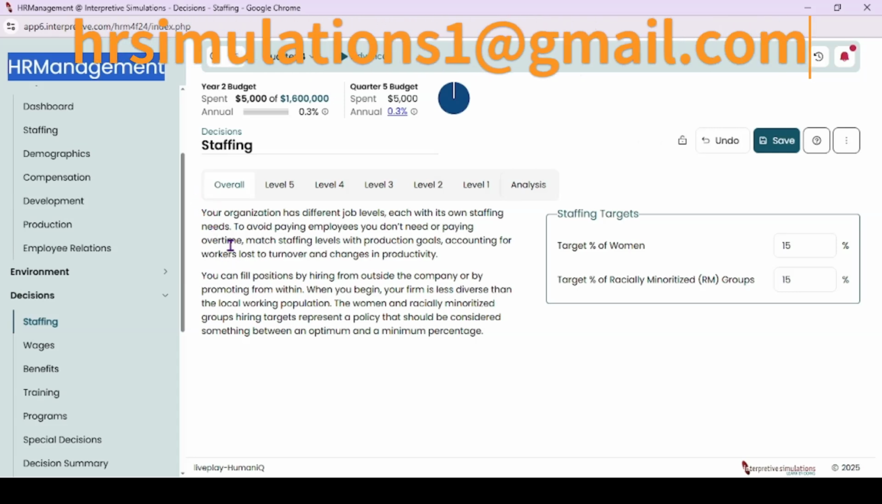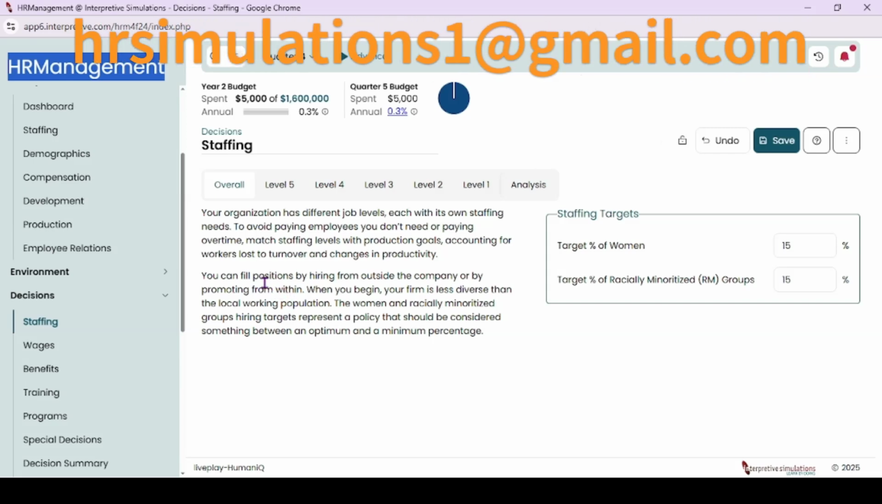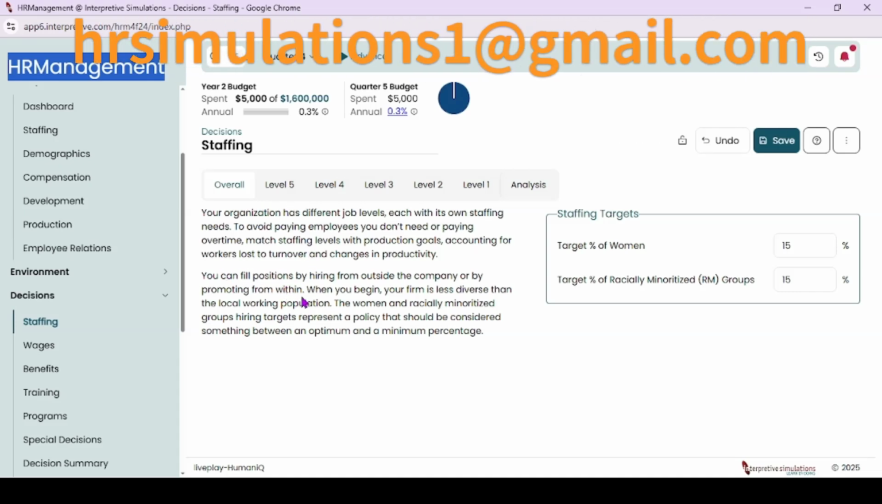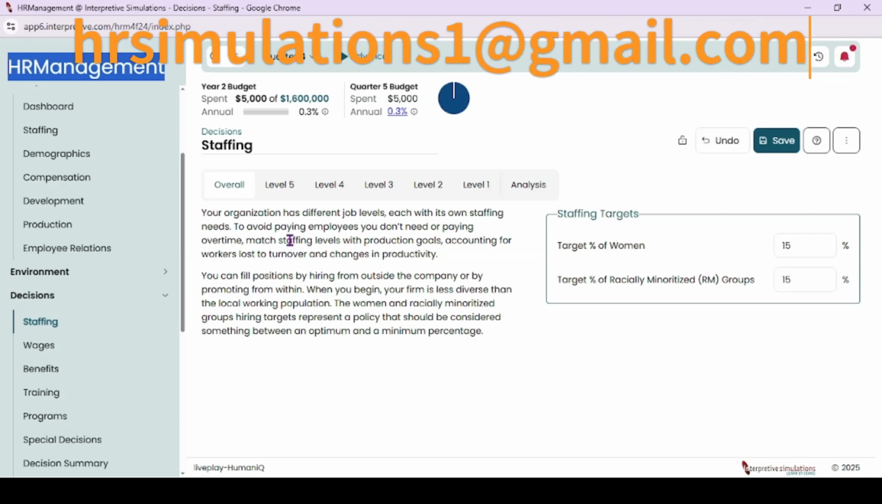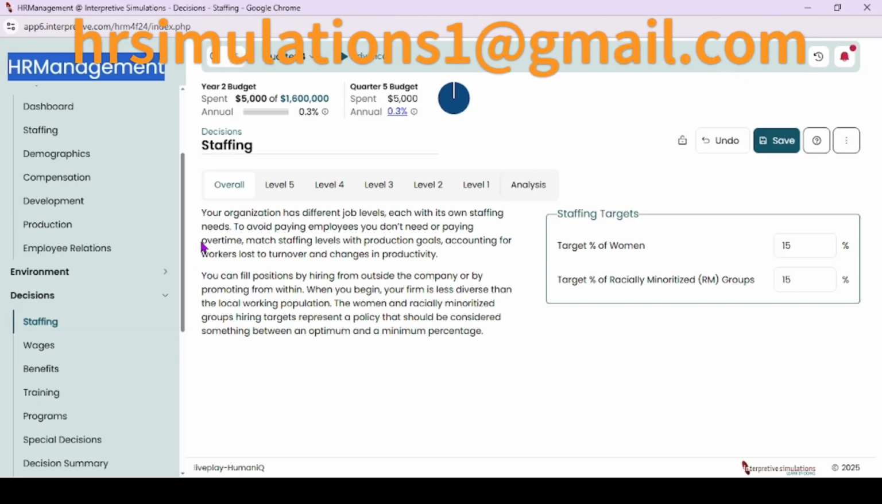So the HR simulation is very simple. The HR management simulation. Currently we are in year 5 of the simulation. Remember that we have done the first quarter, the first 4 rounds. That means the first quarter, second one, third one, and the fourth one, and they had allocated a budget of 1.4 million or 1,400,000. So we have already done the first 4 rounds of the simulation, and now we are on the 5th round.